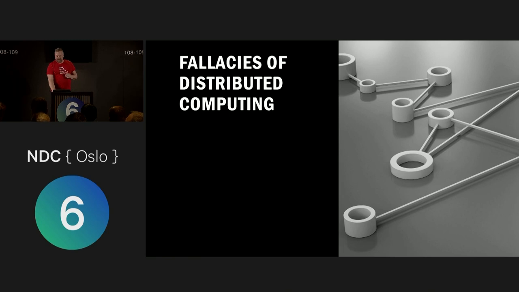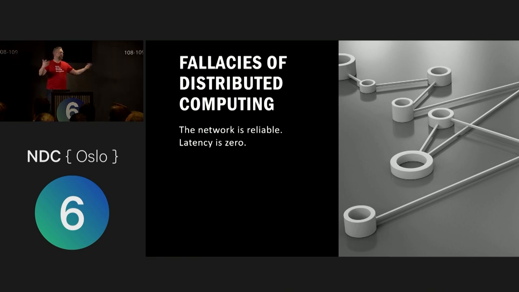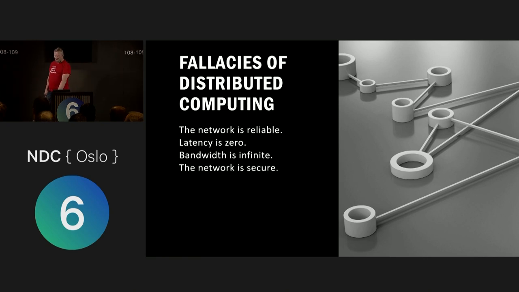For instance, they assume that a network is reliable. It is always there, it is always online, and it's great. And of course, the latency of the network is zero, which doesn't really happen. So you have to account for that. You have to account for the network not being reliable. You have to account for the network sometimes timing out, stuff like that. You assume that bandwidth is infinite, which is not either. You assume the network is secure, which is not.